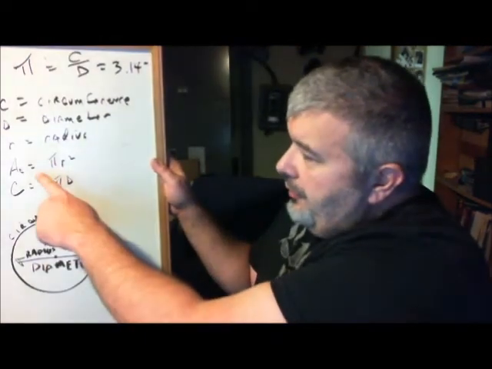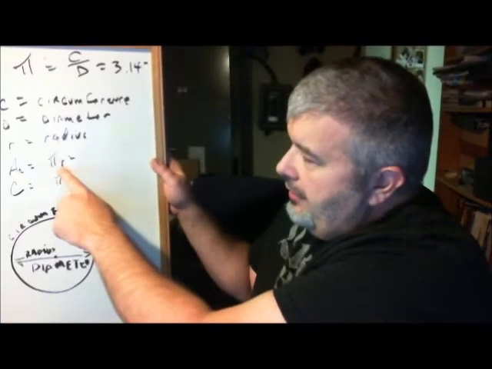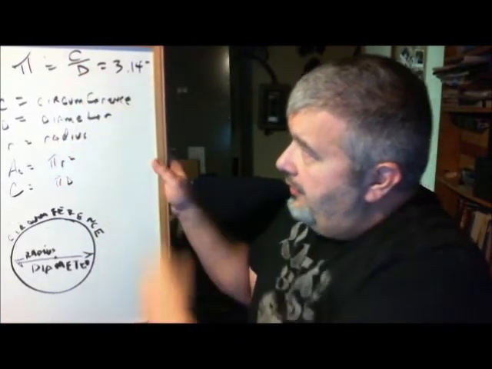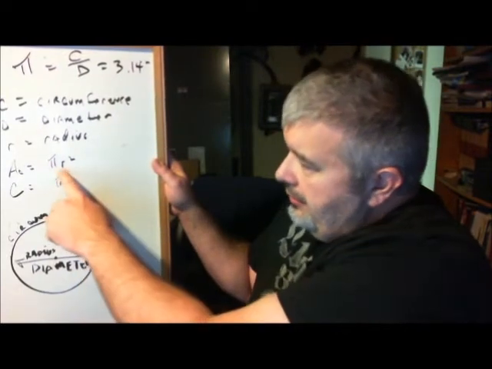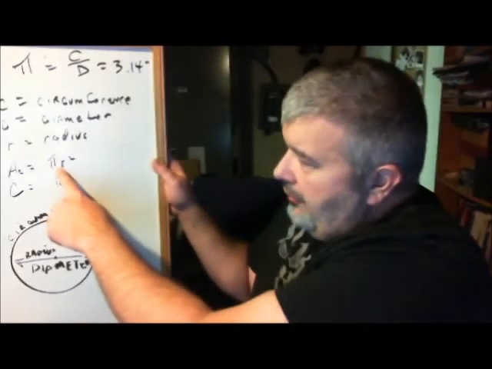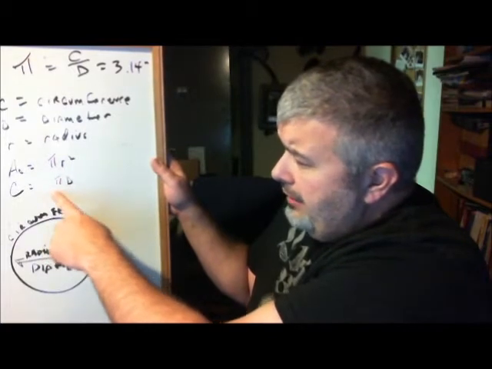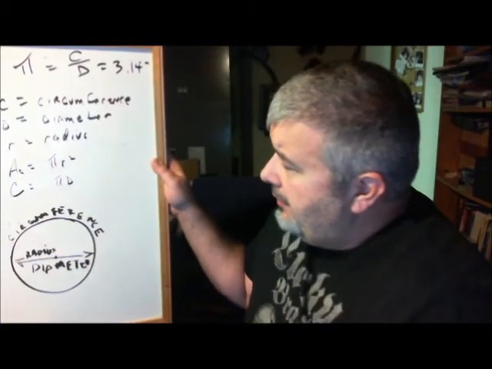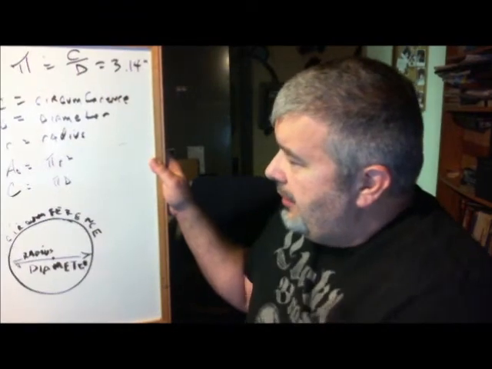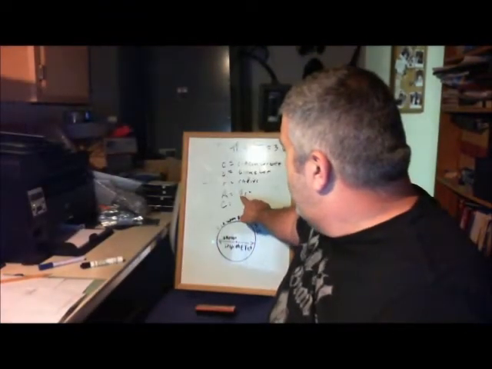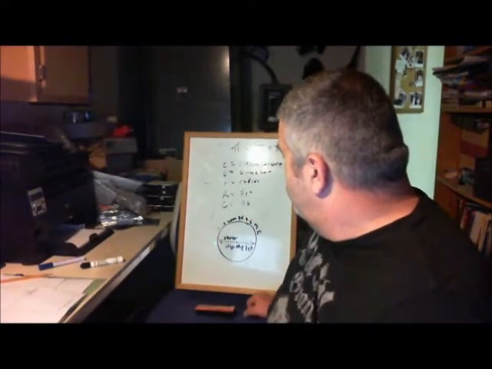That leads us to our formula for area, which is pi, the ratio of circumference over diameter, times the radius squared. The circumference is pi times the diameter. You see a nice little relationship there. Area would be pi times radius squared.